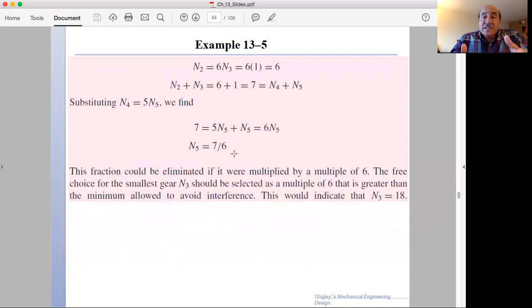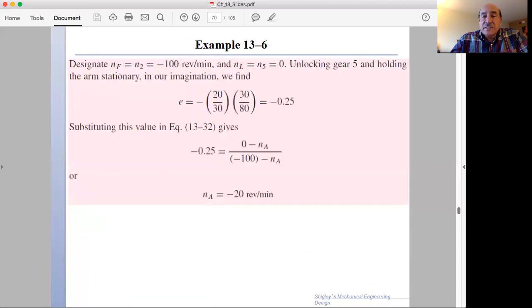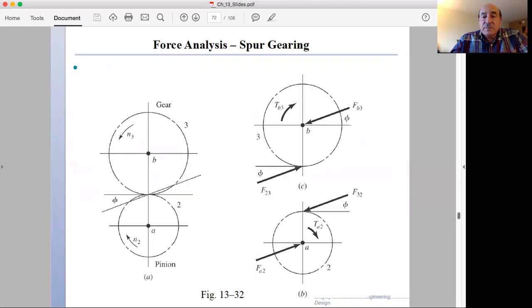So 7 over 6 means that if I multiply everything by a factor of 6, or 12, or 18, or 24, then the solution will be valid. So we try to find the minimum multiple of 6 that gives us N3 as close as possible to 16. And in this case, it will be 18, and that unlocks the problem, and we have the final solution. So this is how to choose the number of teeth for a problem like this.